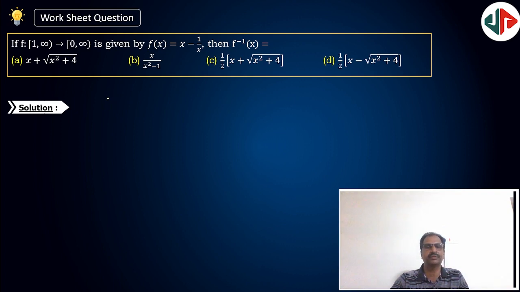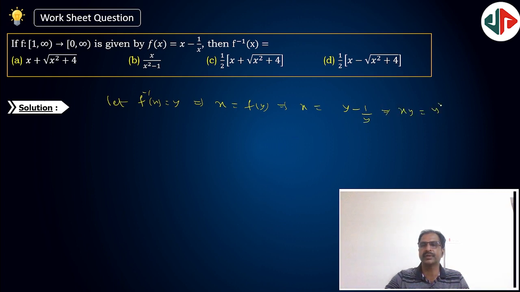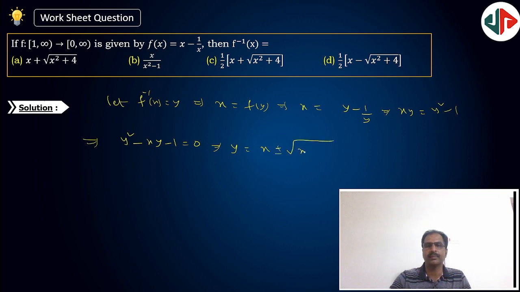Next, f of x is given, you have to find f inverse x. The procedure for finding inverse of any function. Let f inverse x is equal to y implies x is equal to f of y implies x is equal to y minus 1 by y implies xy is equal to y square minus 1 implies y square minus xy minus 1 equals 0. This is a quadratic equation in y. Use minus b plus or minus root of b square minus 4ac by 2a. And y is nothing but f inverse x.